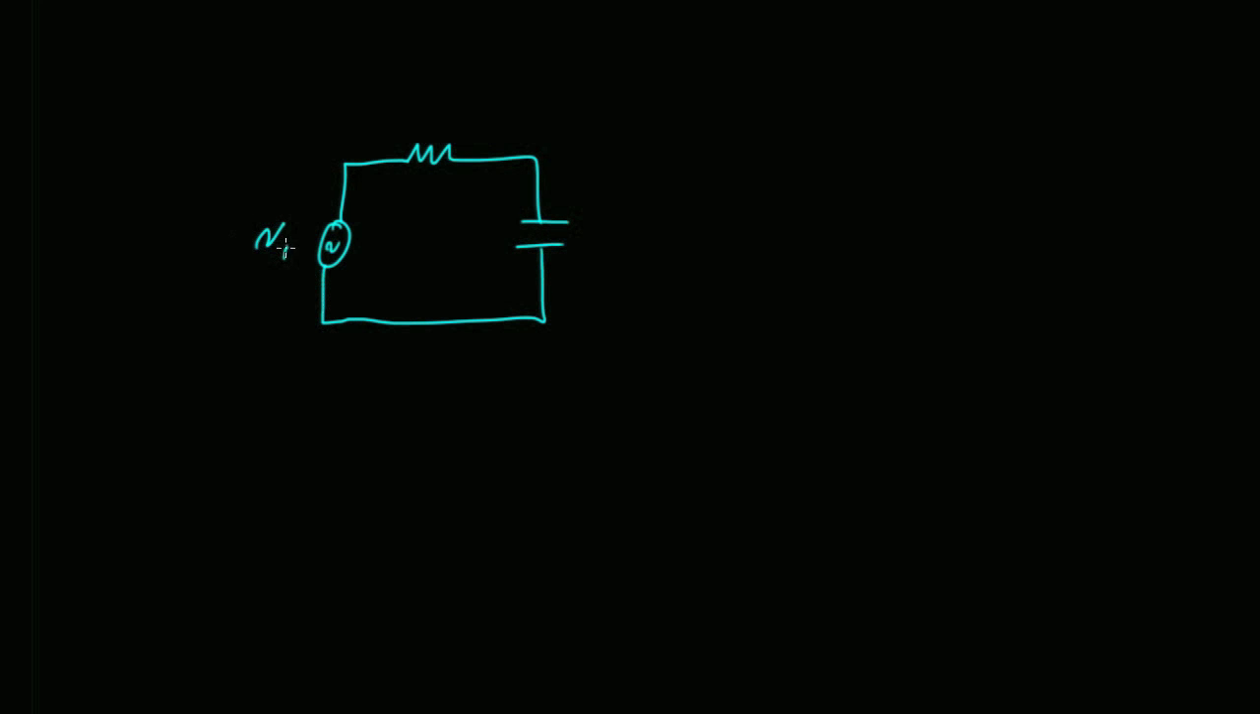All right, and its step response should be V out as a function of time equals 1 minus e to the minus t over RC. Okay, which if you were to plot it, looks like that.